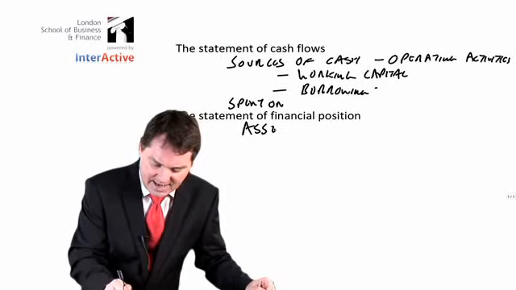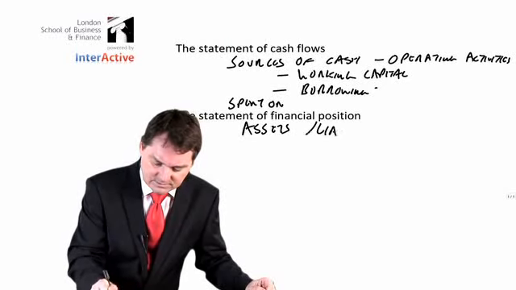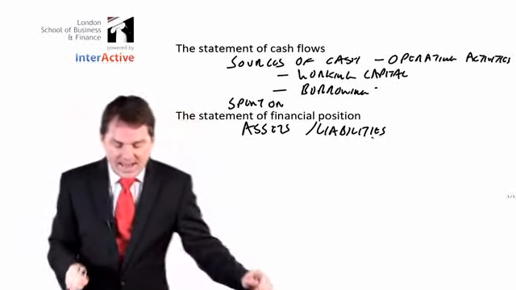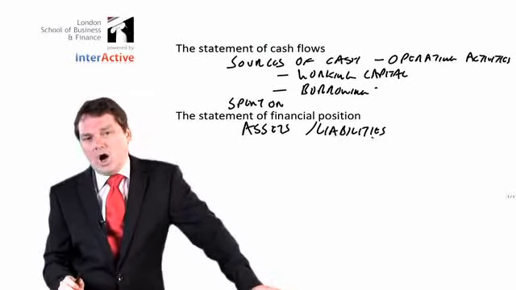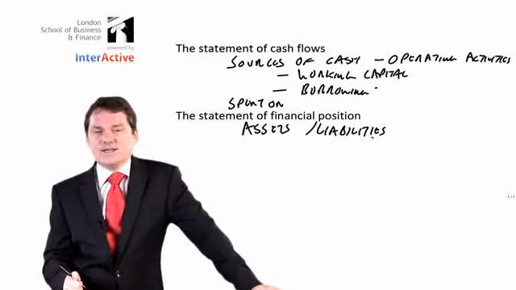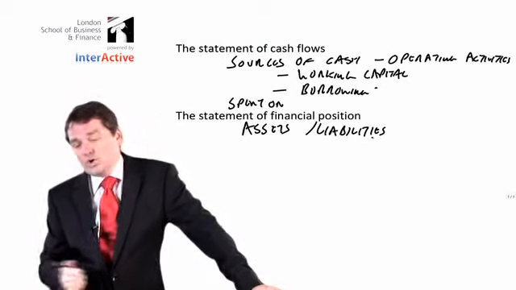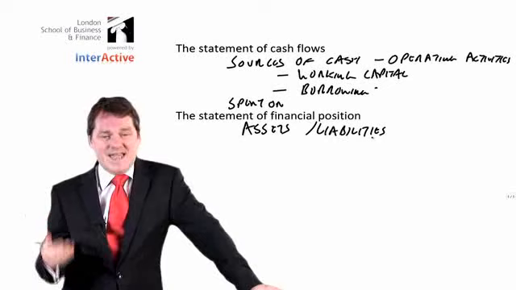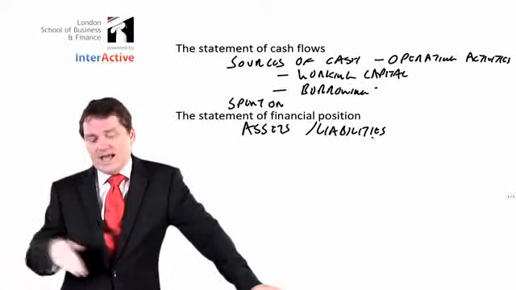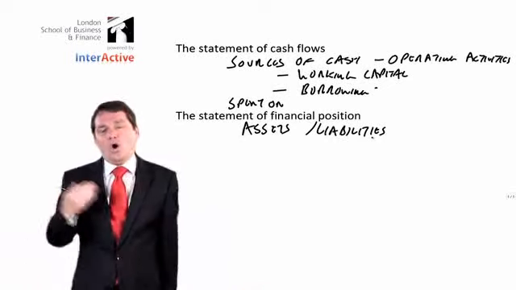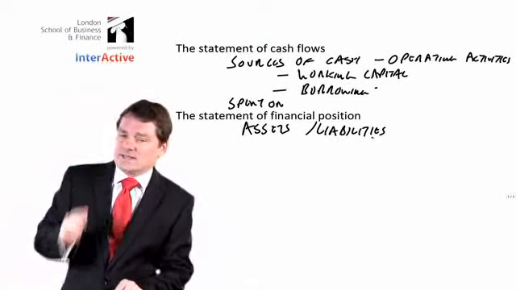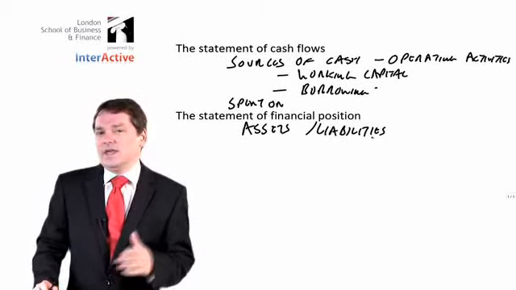The statement of financial position. We are basically looking there at assets and at liabilities. We are looking there at saying, what do we own? Non-current assets, current assets. What do we owe? Current liabilities, non-current liabilities, debt, equity, etc. And again, it's an idea of saying, what have we done with our profits? What have we done with our cash? And is the company likely to survive?